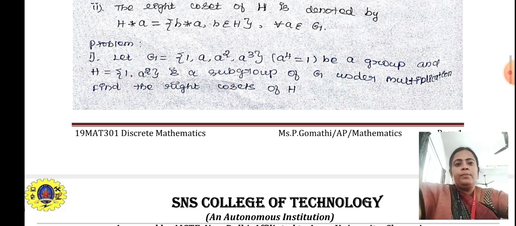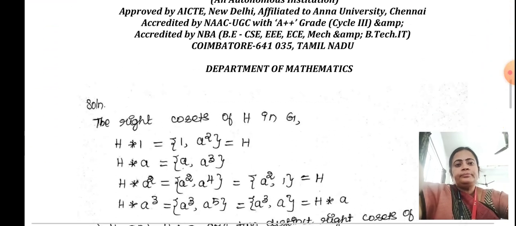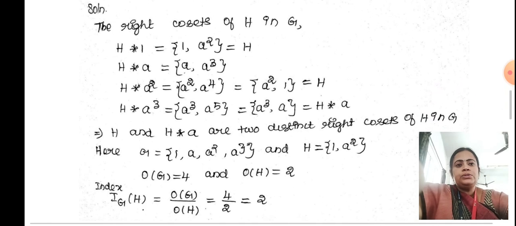And this is a problem. Let G equal to {1, a, a square, a cube} where a power 4 equal to 1 be a group and H equal to {1, a square} is a subgroup of G under multiplication. You have to find the right cosets of H. So the right coset of H in G is given by H star 1 equal to {1, a square}. It is nothing but our H.